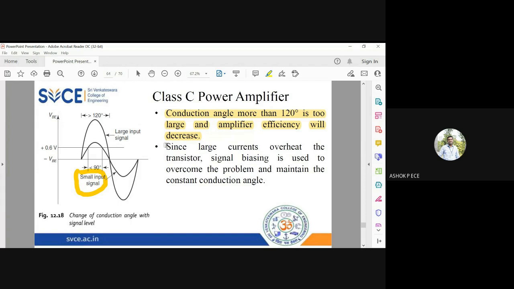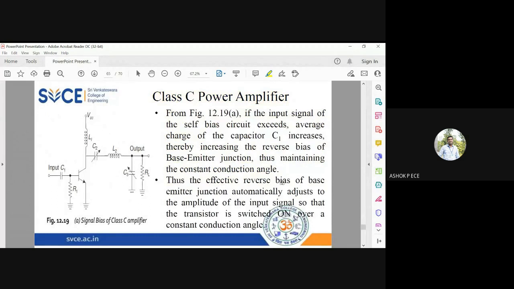Whenever large currents pass through the transistor, it will cause heating problems. It is also very difficult to maintain the conduction angle because you just have one negative power supply, minus VEE, to maintain the transistor Q point. Otherwise, it will be very difficult to maintain the conduction angle in a class C power amplifier.